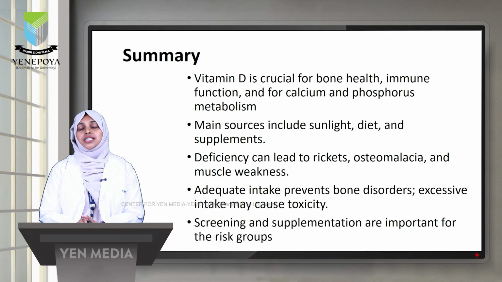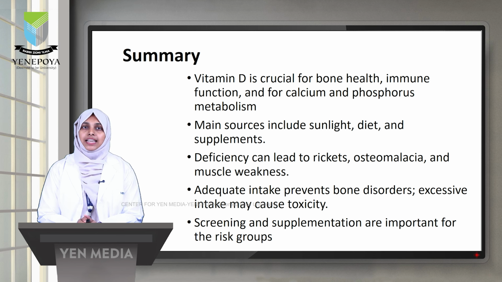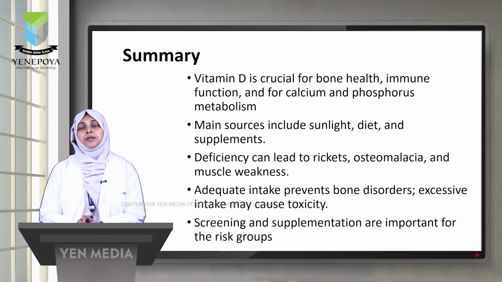Summary. Vitamin D is crucial for bone health, immune function and for calcium and phosphorus metabolism. Main sources include sunlight, diet and supplements. Deficiency can lead to rickets, osteomalacia and muscle weakness. Adequate intake prevents bone disorders. Excessive intake may cause toxicity. The active form of vitamin D is called calcitriol. Screening and supplementation are important for the risk groups.